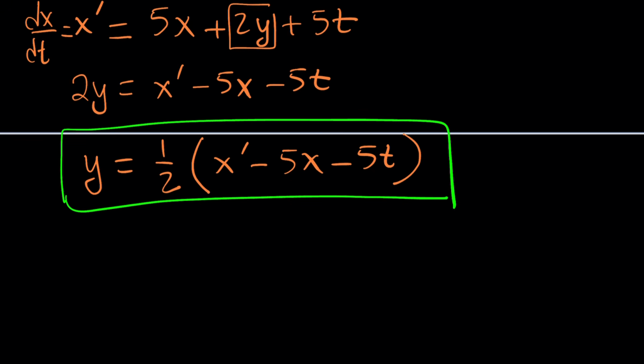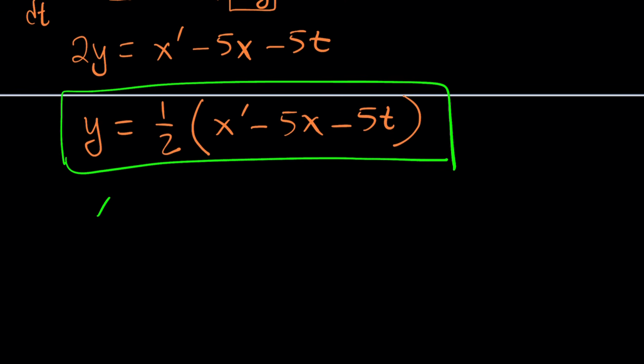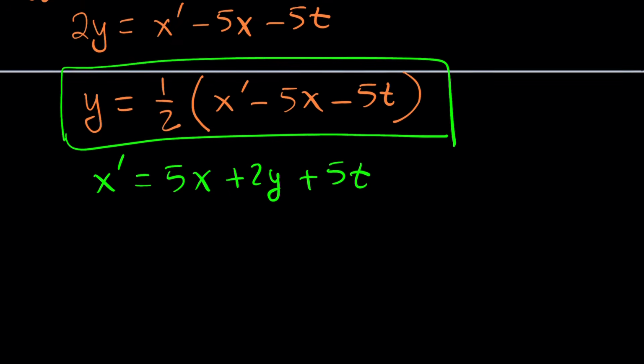Now, here's what we're going to do. We're going to go back to the first equation, which is x prime equals 5x plus 2y plus 5t. And this time, we're going to differentiate it. Now, why do we need to differentiate it? Because this is going to bring us x double prime, which we already know what it equals, plus this is going to bring us y prime, which we can also figure out. Okay? So let's do that now.